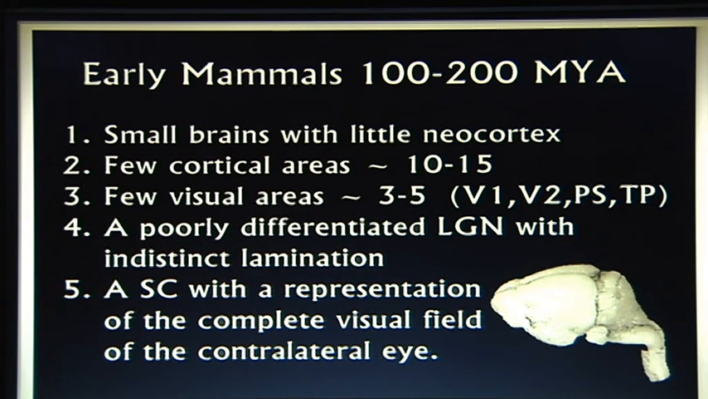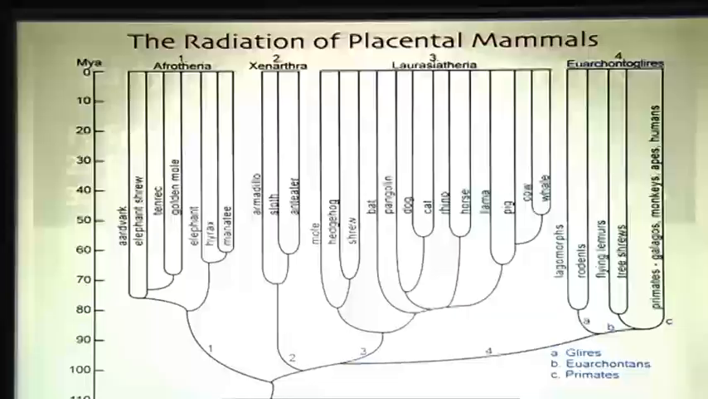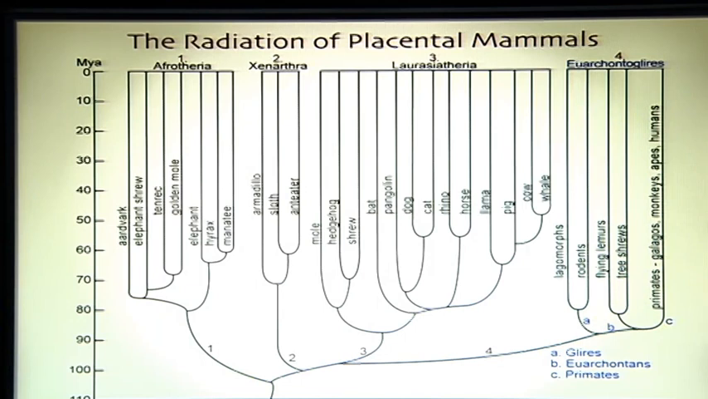These are some of the things I just went over, and I won't repeat them because time is important here. But I want to go on and now look at advances from the early kind of brain with only a few cortical areas, and go on and talk about one branch over here, Euarchontoglires, which would include rabbits and rodents, the two main branches of that, lagomorphs and rodents. And then another branch would be flying lemurs, which don't fly, they glide, and they're not lemurs, but that's the common name. And then we have tree shrews, and then primates.